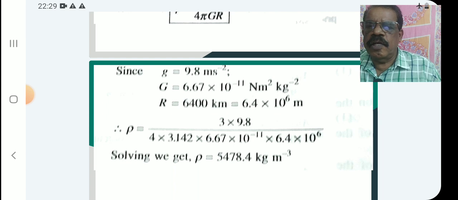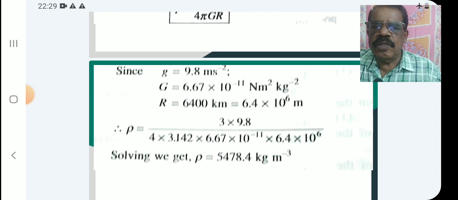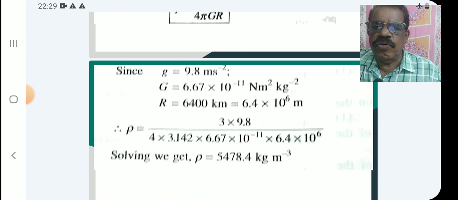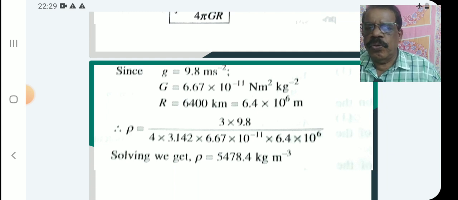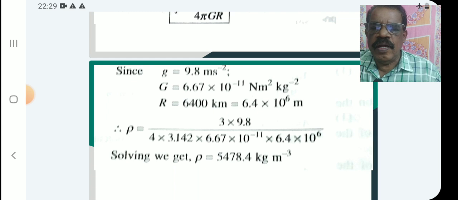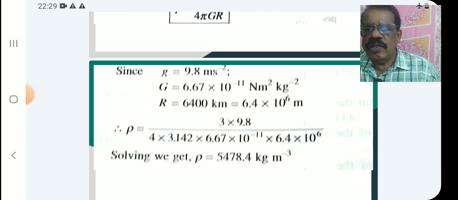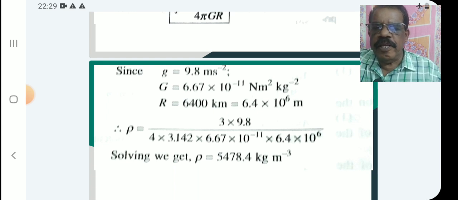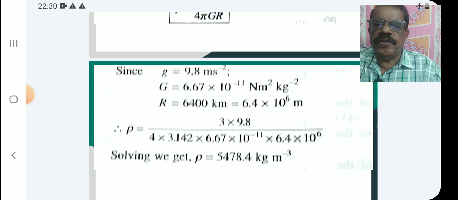g is 9.8 meter second raised to minus 2, G is 6.67 into 10 raised to minus 11 Newton meter square kg raised to minus 2, capital R radius of Earth is 6,400 kilometers, 6.4 into 10 to 6 meter. Therefore, rho, density of Earth, is 3 into 9.8 by 4 into 3.14 into 6.67 into 10 raised to minus 11 into 6.4 into 10 raised to 6. Substituting, we get rho is equal to 5,478.4 kilogram meter raised to minus 3. This is the density of Earth.